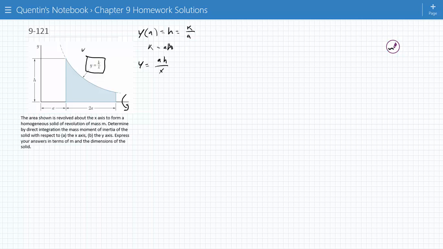I'm going to rewrite that right here: y equals ah over x. So we are no longer going to use this equation; we're just going to use ah over x. Okay, so what do we have? Our final thing is going to look something like this. It's going to be a little solid revolved around that axis. Sorry, not very to scale, but you get the basic idea.